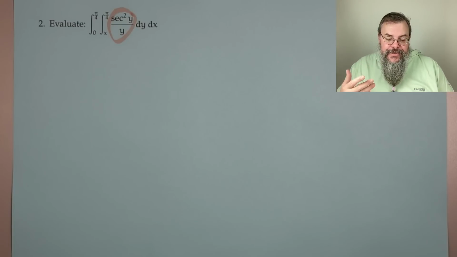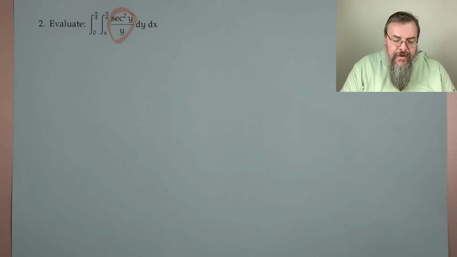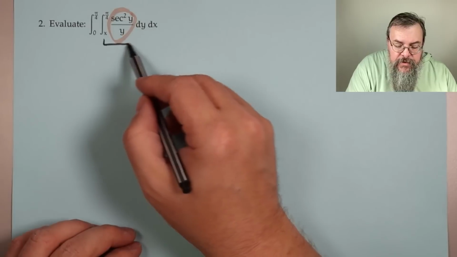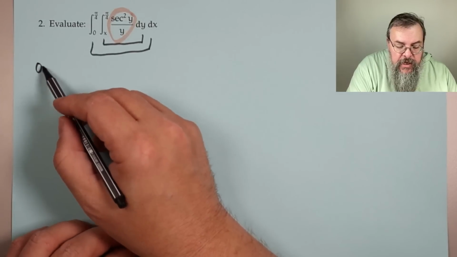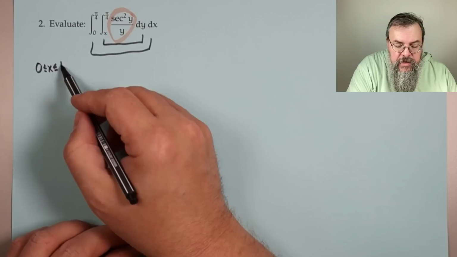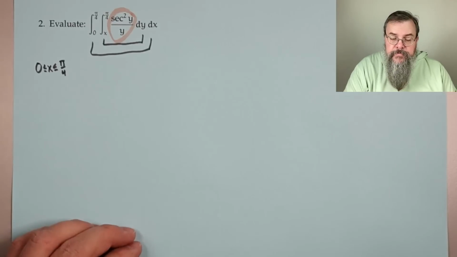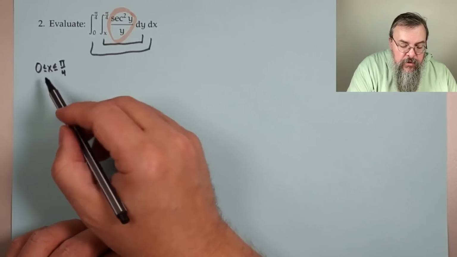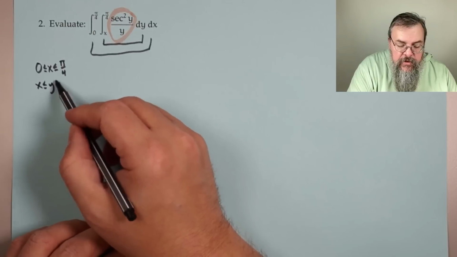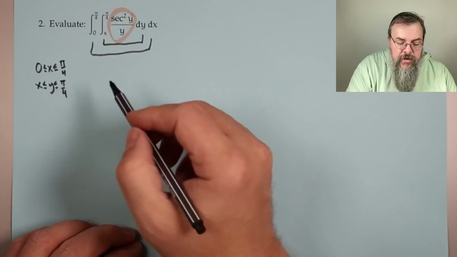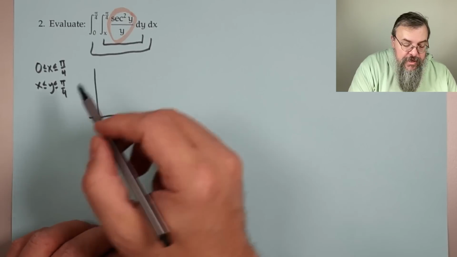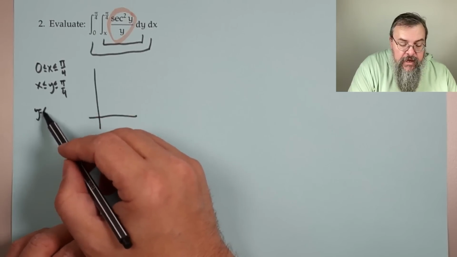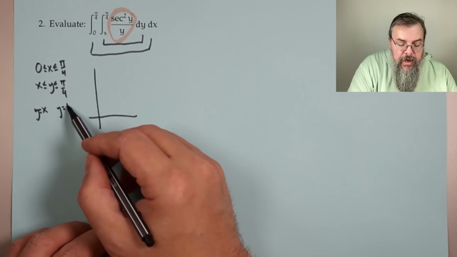All right, so we need to understand, wait, what's our region? So we're going to look at our bounds. So we, of course, do our matching. And we say, well, currently, x is going between 0 and pi over 4. Then y is going from x to, again, pi over 4. So if we sketch, well, we have two curves that are important. We have y equals x and y equals pi over 4.